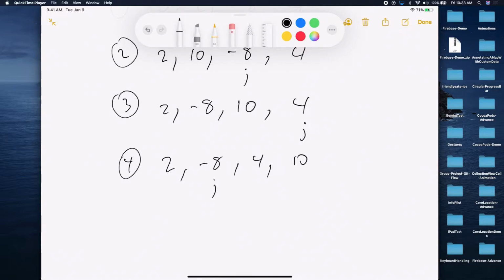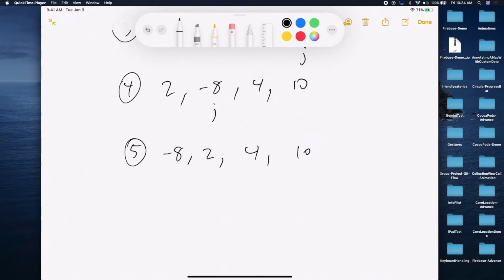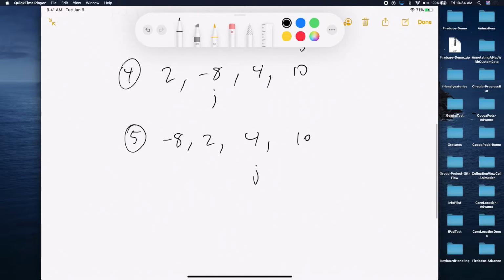Okay, excellent. So at this point, we're at minus 8, and we agreed that minus 8 is less than 2, correct? Okay, excellent. So here we'll swap minus 8 and 2. Where is J now? J is at 4. Great. Is 4 less than 2? No. So let's just go ahead and increment J. J is 10.